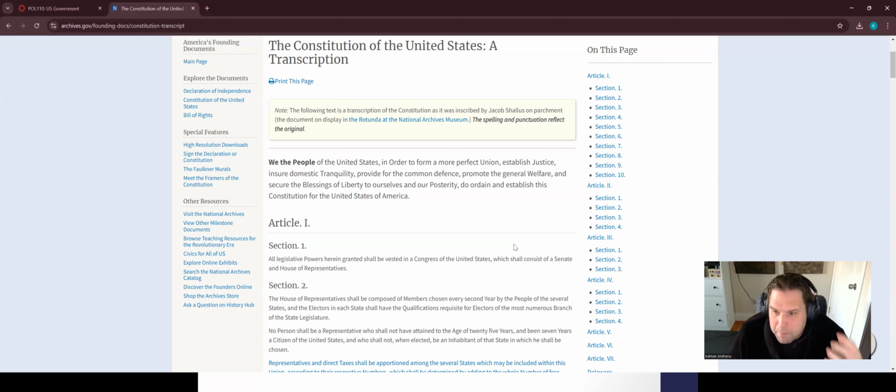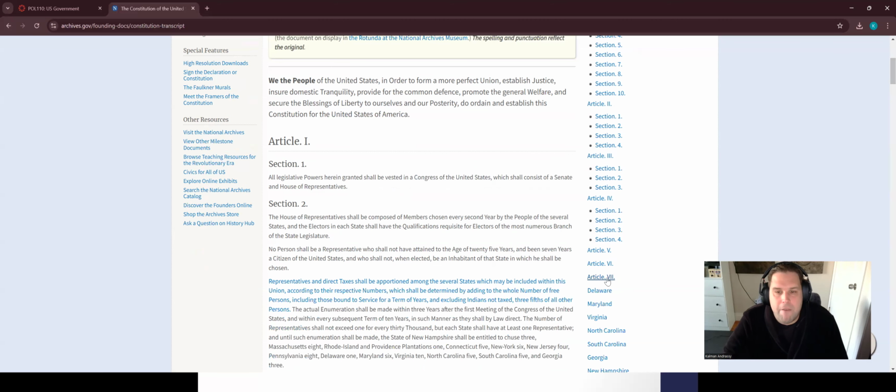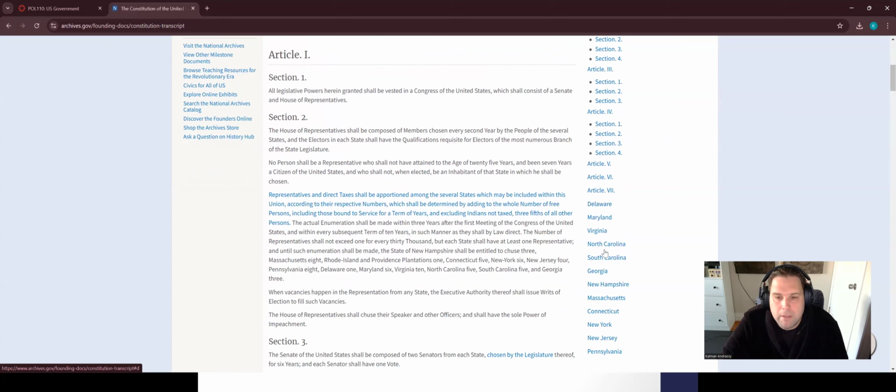Posterity, the root word there is post, which means after, so people who come after. Do ordain and establish this Constitution for the United States of America. So these 55 founding fathers have established this Constitution for now what they would call the United States of America, as opposed to a confederacy, okay? And then you have basically 7 main articles here.